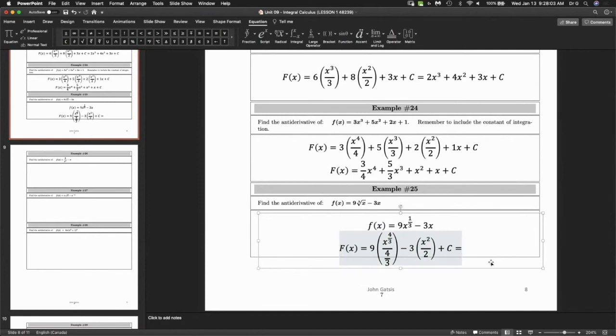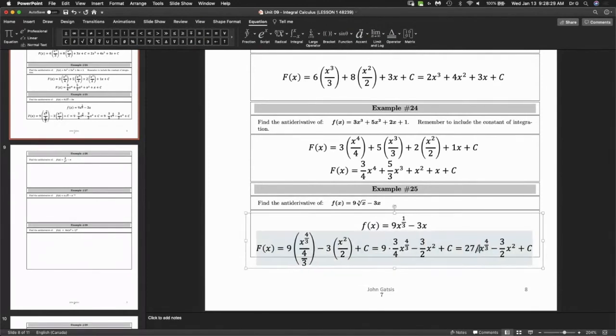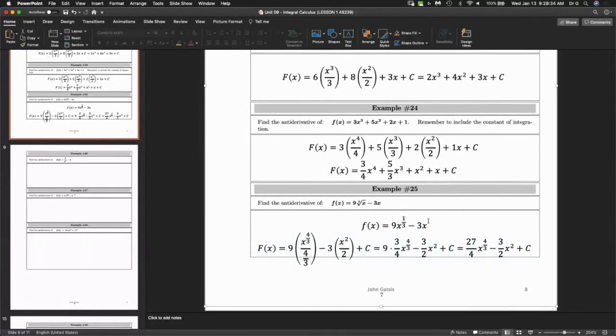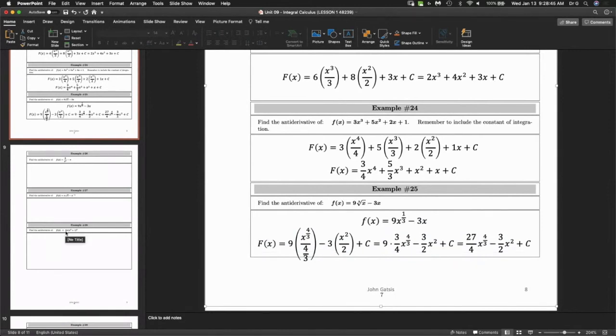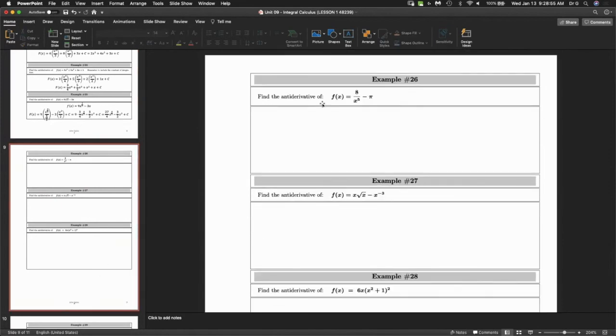Which of course you can clean up a little bit. So 9 times 3/4 x to the 4/3 minus 3 over 2 x squared plus c. And then you can clean this up a little bit here, 27 over 4. And that pretty much irons out that question. Okay, 2 more of these, and then we'll talk about that new method. Okay, example 26.